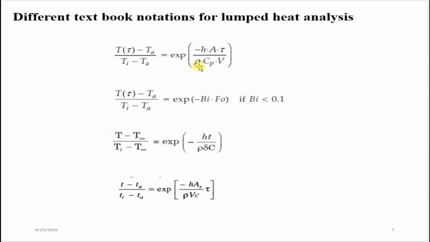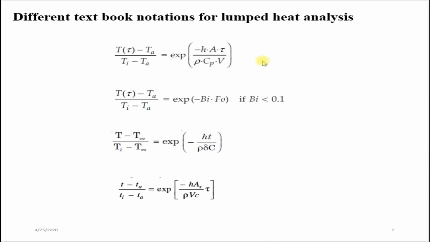This equation also can be written as e power minus Biot number into Fourier number, because this whole term is nothing but the product of Biot number into Fourier number. In the derivation of lumped heat analysis, we have explained that the product of Biot number into Fourier number is nothing but minus H into A into tau divided by rho Cp into V. All four equations are one and the same.